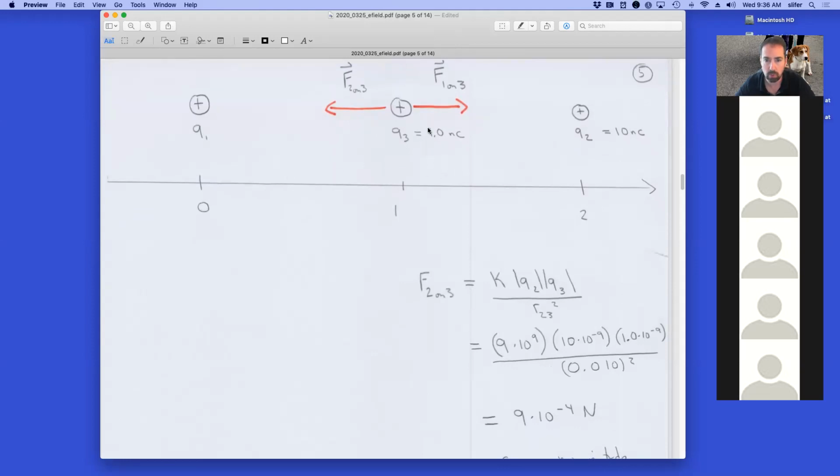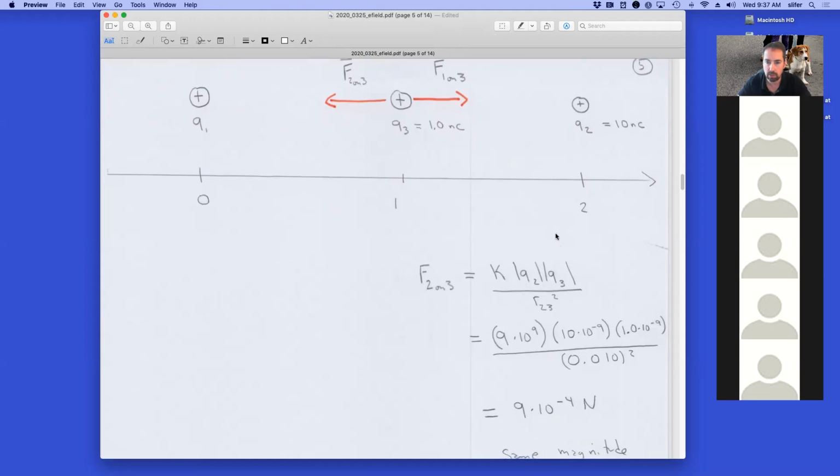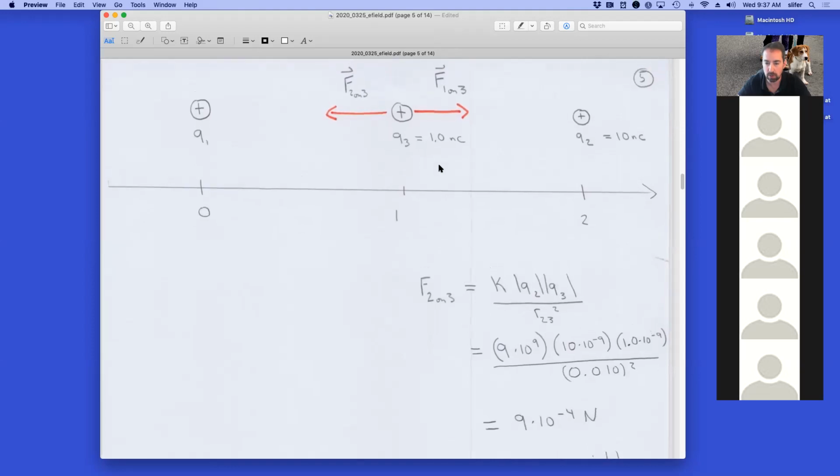So the other part of this problem was we're trying to figure out the net force on Q3 due to Q1 and Q2. So now I have to look at, I've already done the force due to 1 on 3. That's this arrow right here. The force on 3 due to 2 is the next part of this problem. I go back to Coulomb's law. I put in Q2 and Q3. Again, this is going to be 10 and 1. And the distance is symmetric. But again, it's going to be 1 centimeter. So I put that 0.01 in the denominator.